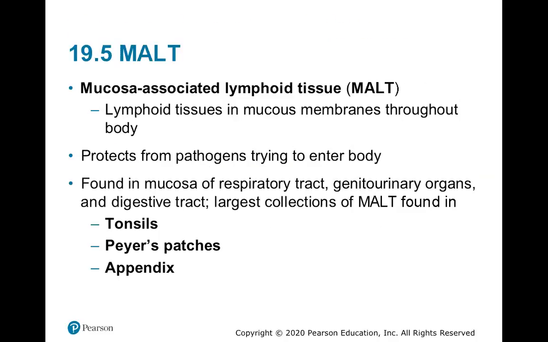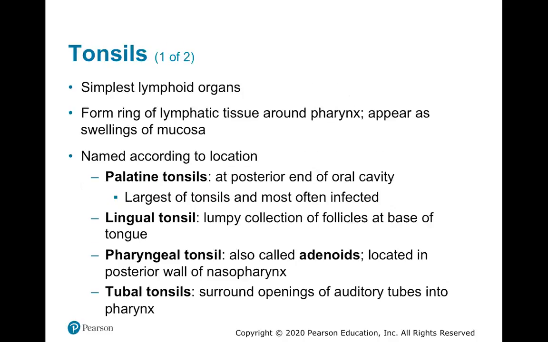MALT, mucosa-associated lymphoid tissue. Those are lymphoid tissues in mucous membranes throughout the body. Protects from pathogens trying to enter the body. They're found in the mucosa of the respiratory tract. Also found in tonsils, Peyer's patches, and the appendix. So typically the tonsils are the simplest lymphoid organ.